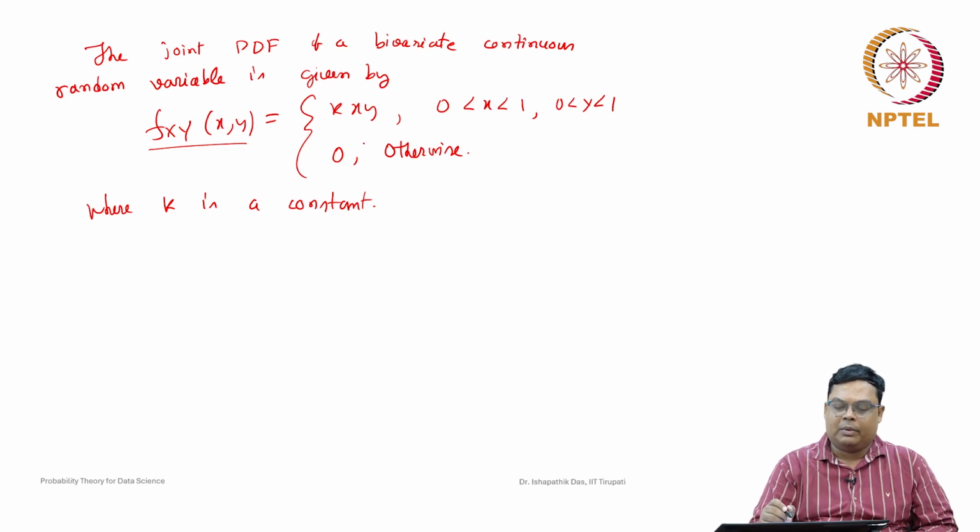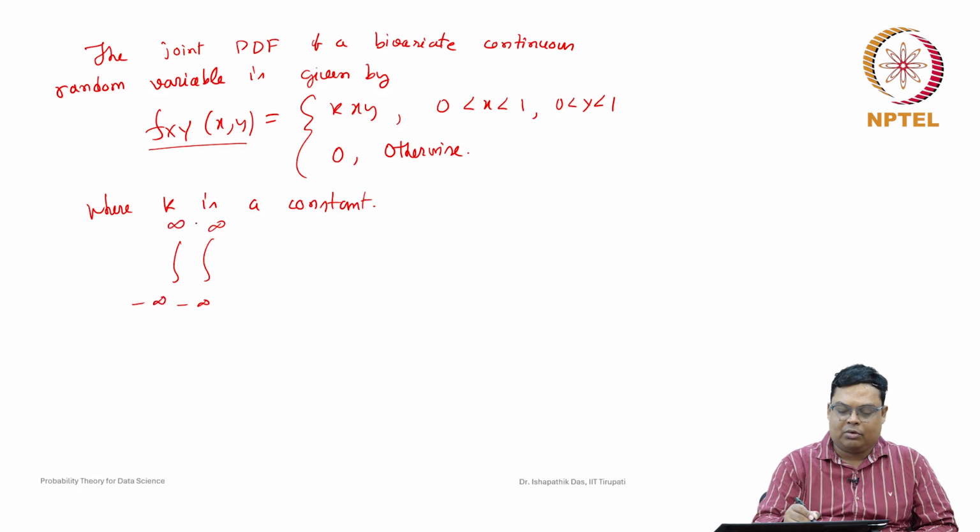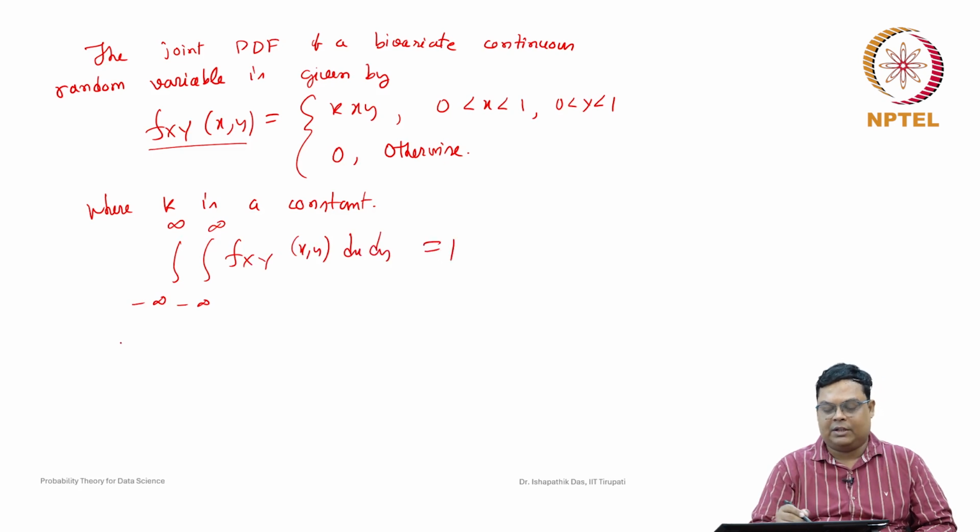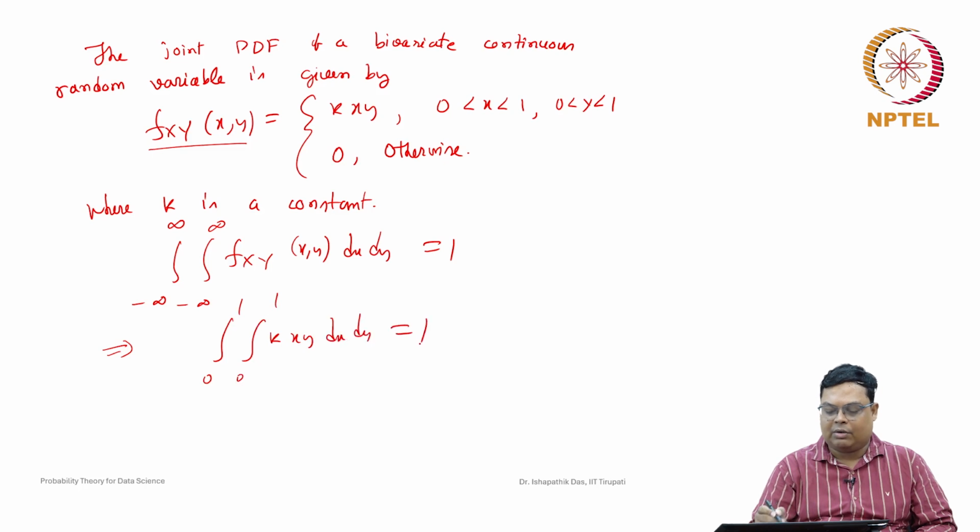Now, the integration over the region should be equal to 1. So, we will use this: integral from minus infinity to plus infinity, minus infinity to plus infinity, of f_XY(x, y) dx dy should be equal to 1, that is the property. Now, it is equal to 0 outside the region 0 to 1, 0 to 1. So, this will be 0 plus the integral from 0 to 1, 0 to 1 of k xy dx dy, and this is equal to 1.